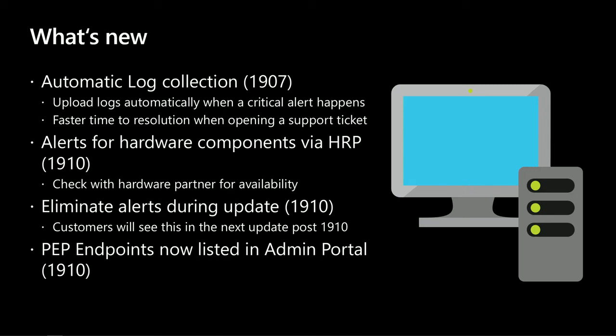Another thing we've done is eliminating alerts during the update sequence. When an update's available and we run through it, we're going to be suppressing all the alerts in the system. So if you have linked it up to a ticketing system or something external, you won't have alerts flowing out during that update. That feature will come in 1910, but you won't see the impact of it until the next update after that.